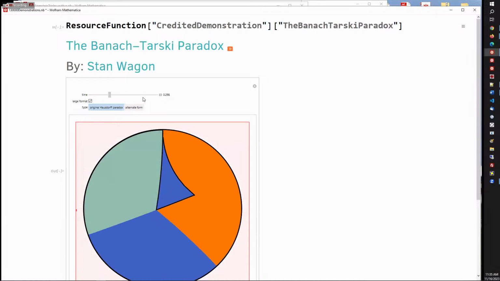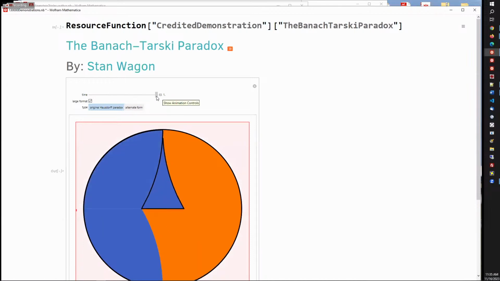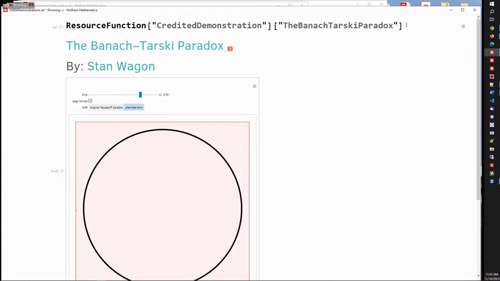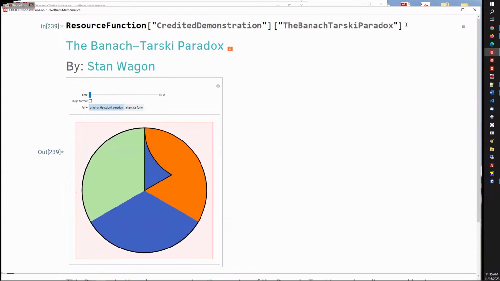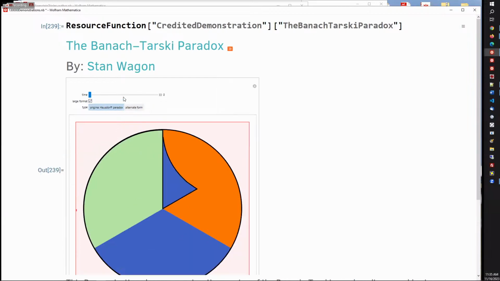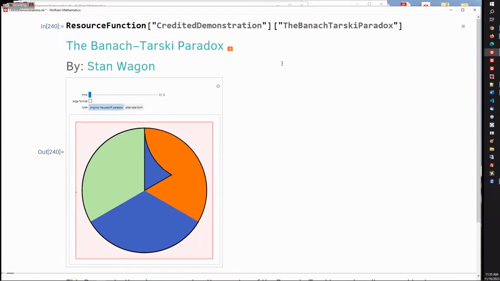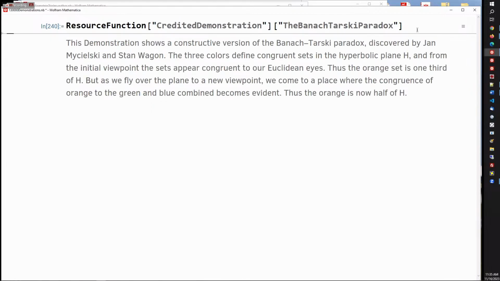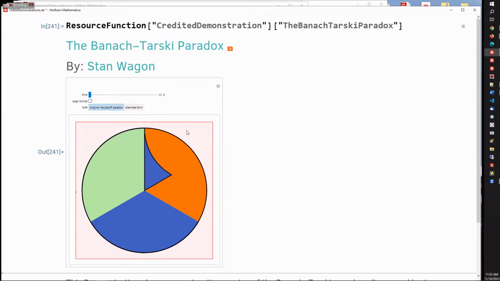Oops. And for some reason that's not working now. Let me try this again. Oh, this one doesn't want to work. It was working earlier. Let me try deleting this and redoing it. Oh, it doesn't want to work now.